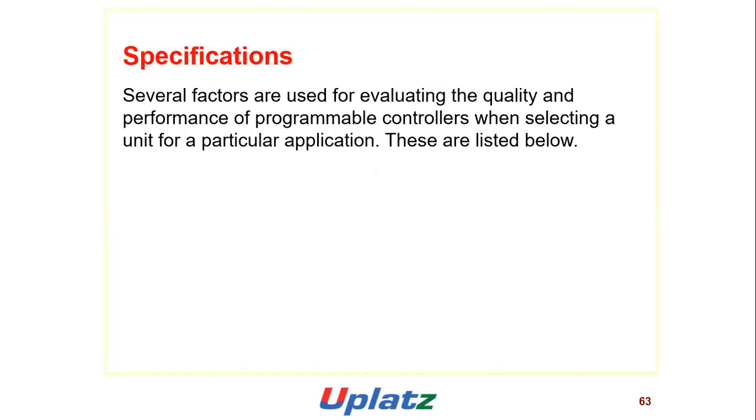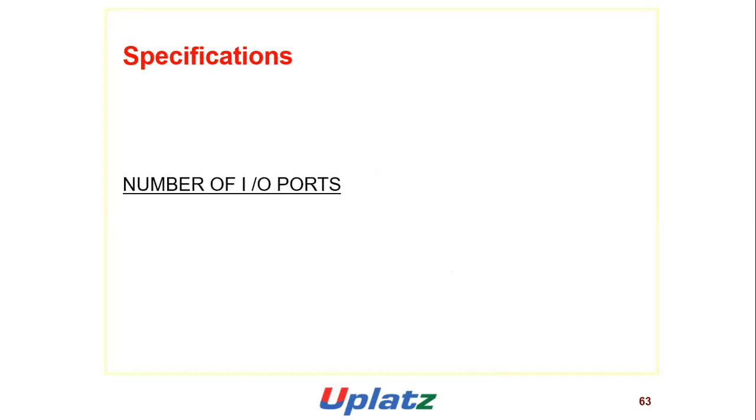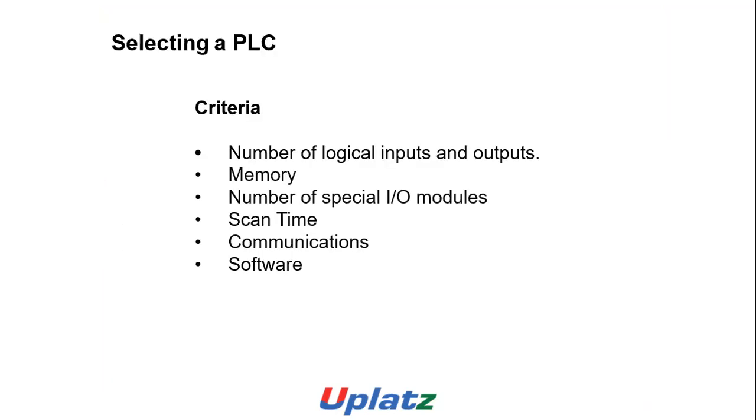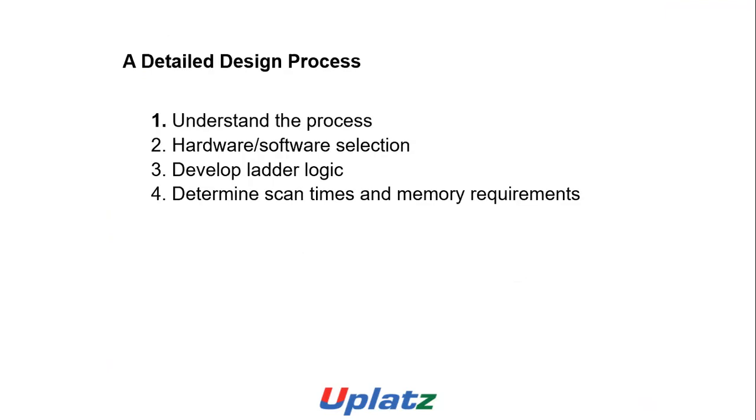Specifications. Several factors are used for evaluating the quality of a programmable controller when selecting a unit for a particular application. These are listed below. Number of IO ports: this specifies the number of IO devices that can be connected to the controller. There should be sufficient IO ports to meet present requirements with enough spares to provide for moderate future expansion. Criteria: number of logical inputs, outputs, memory, number of special IO modules, scan time, communication software.